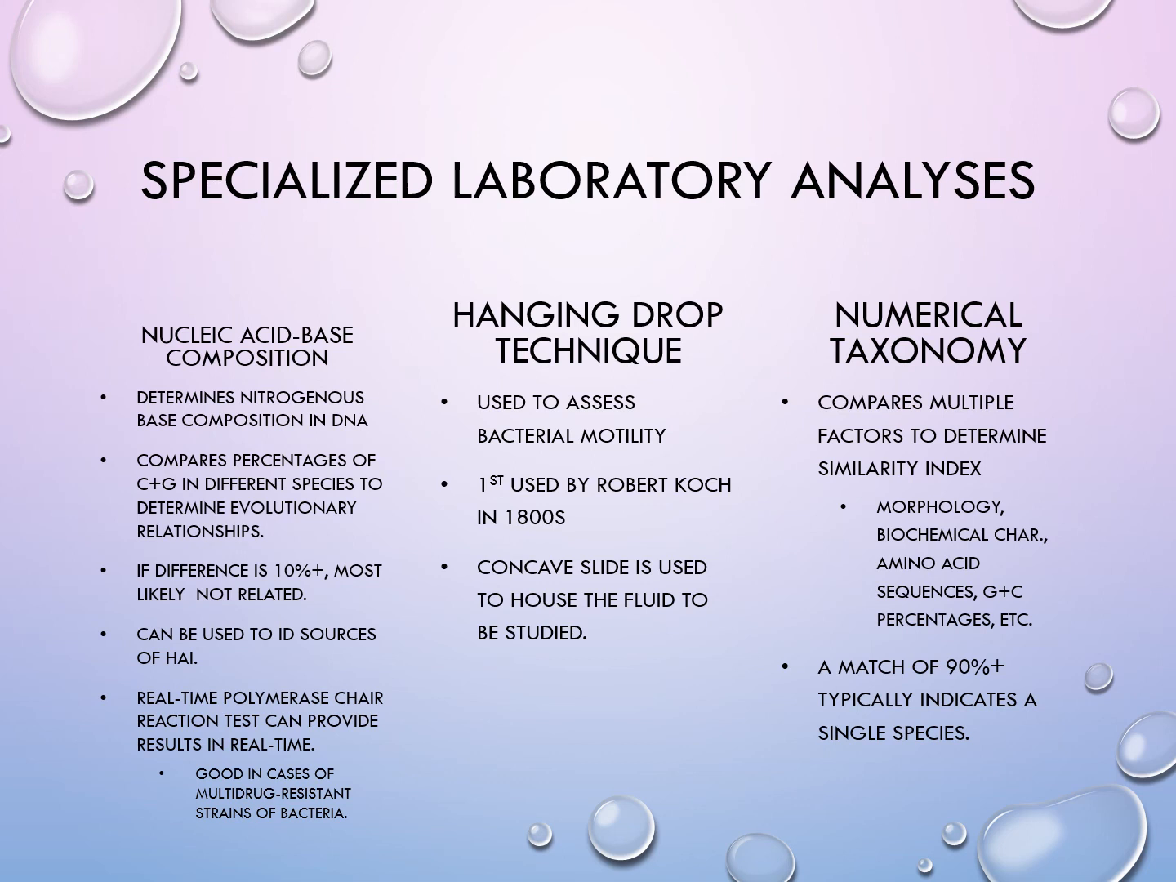And then lastly, numerical taxonomy. This is going to compare multiple factors, multiple characteristics. So it's going to look at shape, and the organism's biochemical characteristics like its DNA and its amino acid sequences, G and C percentages, etc. And if we get a match, a similarity score, like some kind of bacterial dating website, if the match is 90% or more, then that typically indicates that it is the same species.